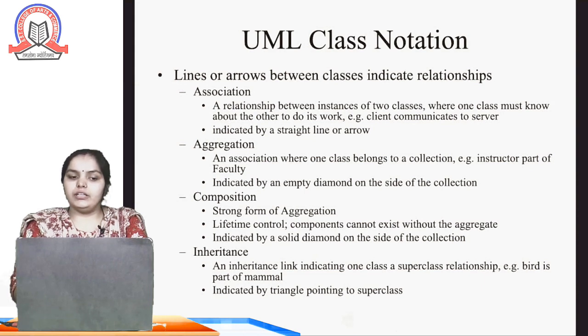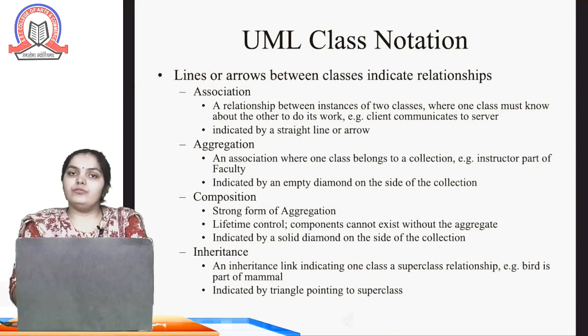In aggregation, one class belongs to a collection, for example an instructor in a faculty. The instructor is part of the faculty, so it is known as aggregation. It is indicated by an empty diamond on the side of the collection. We'll see the example later on. Composition is a strong form of aggregation. It is about lifetime control. Components cannot exist without the aggregate. It is indicated by a solid diamond on the side of the collection.